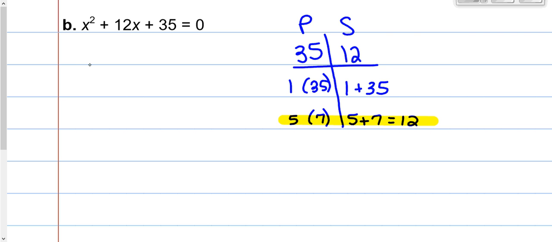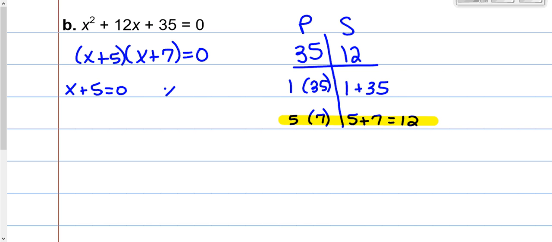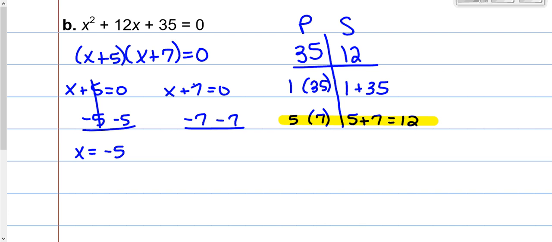So go back over here. Use this. x plus 5 times x plus 7 equals 0. Now, make sure you split those off into their own equations. x plus 5 equals 0, and x plus 7 equals 0. So here you can subtract 5 from both sides, and x is equal to negative 5. And then subtract 7 from both sides, and you get x is equal to negative 7. So there's your two answers, x equals negative 5 and x equals negative 7.